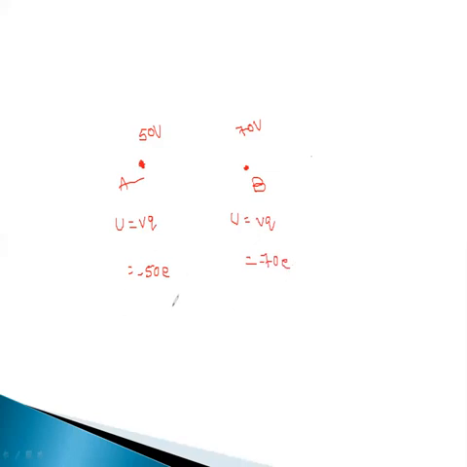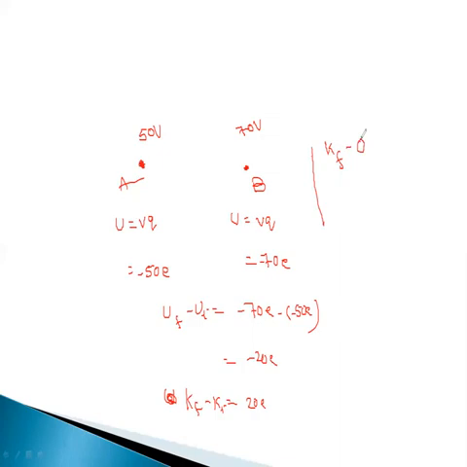Now what is the change in potential energy? U final minus U initial. Change in potential energy is minus 70E minus minus 50E. That is finally minus into minus plus 50, that will be minus 20E. And if you want to calculate change in kinetic energy, that will be plus 20E, opposite to the change in potential energy. But K final minus K initial, K initial is 0, given. Why? Because the particle is at rest at point A. So this is equal to 20 into E.